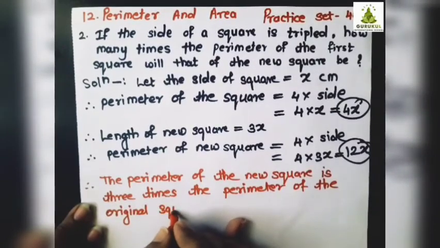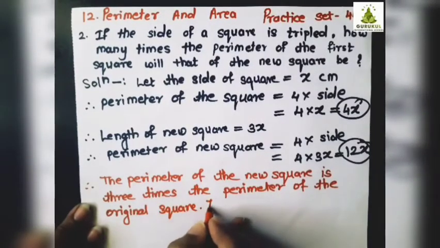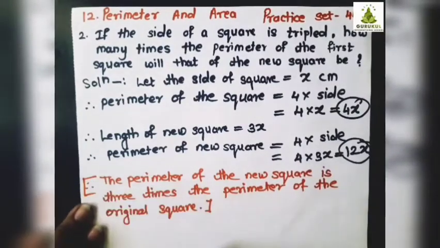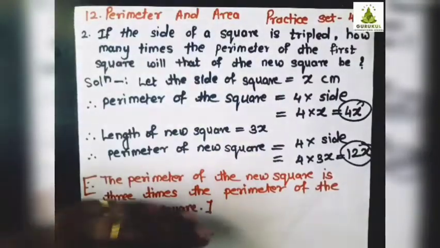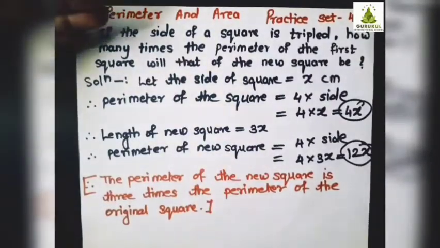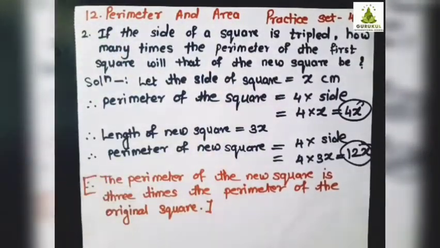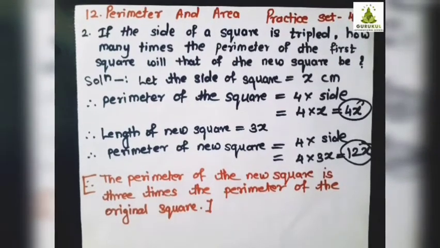So first and second both were of the same type. We don't have to find out any particular value. We just have to find out the correlation. If the side is tripled, then the perimeter also triples. In the first sum also, the rectangle sides were doubled, and the perimeter was also doubled. So this was the second sum from practice set 44.